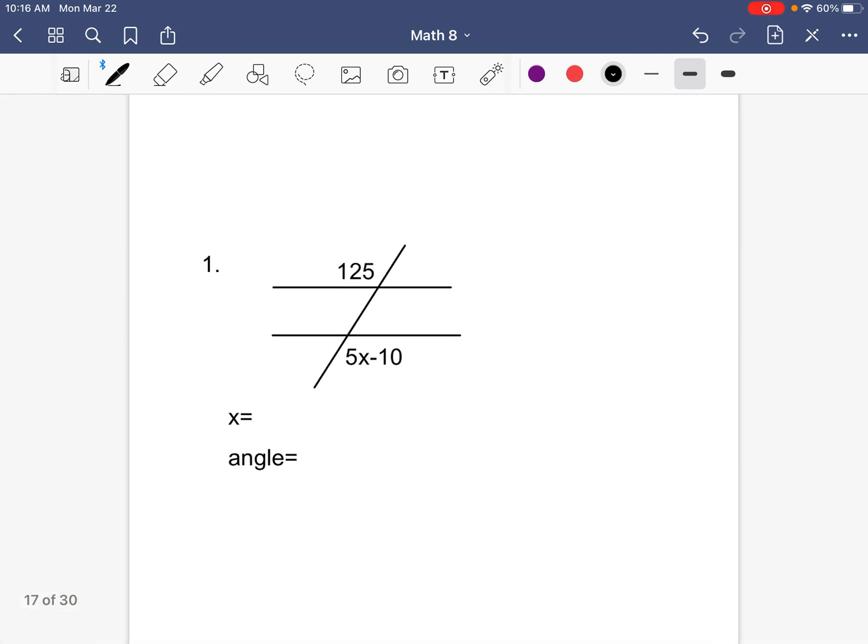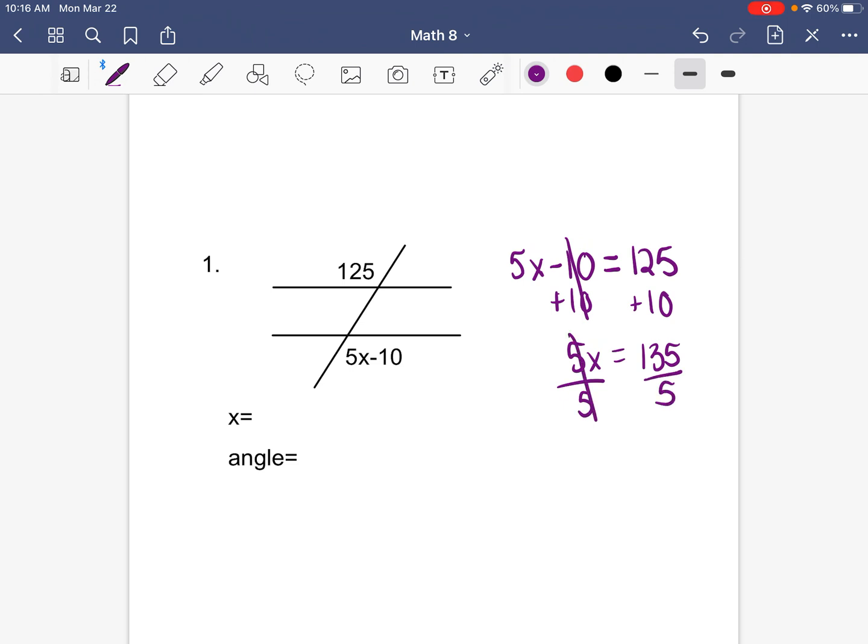So for our first example here, we have two angles that are alternate exterior to each other. When I start writing my equation, I like to start with my angle that includes x in it if I have a choice. And I am going to set 5x minus 10 equal to 125. At this point, this is a simple two-step equation where we need to add 10 to both sides, bring down 5x equals 135, and then divide by 5, and this will get us our x. Our x equals 27.